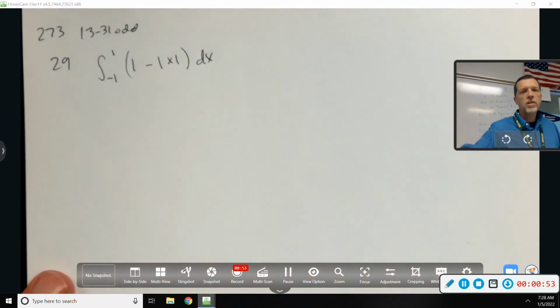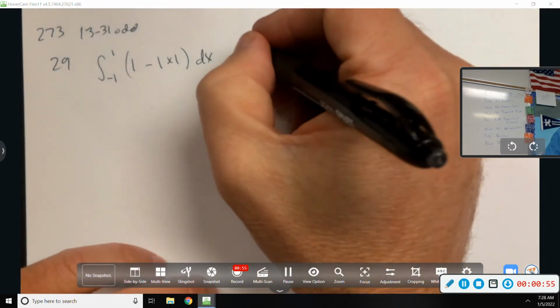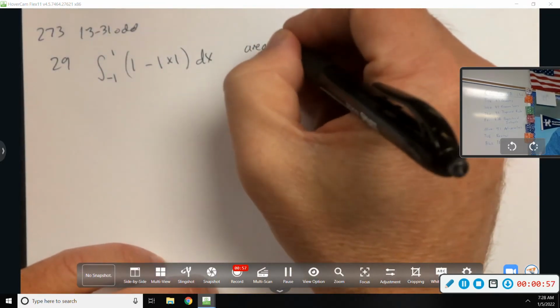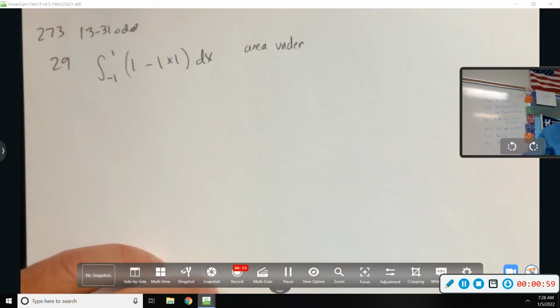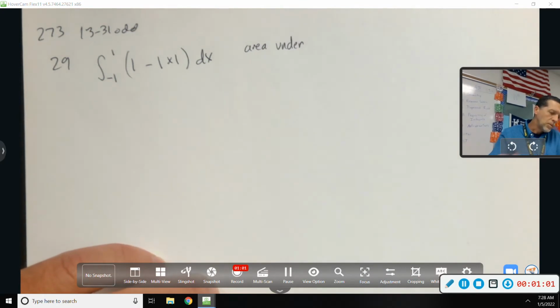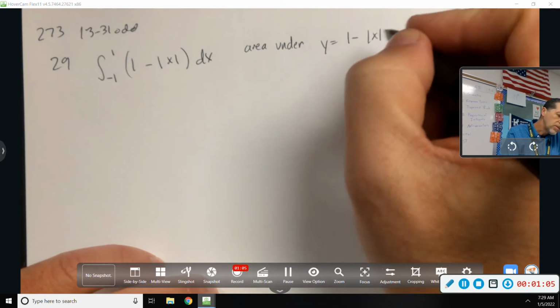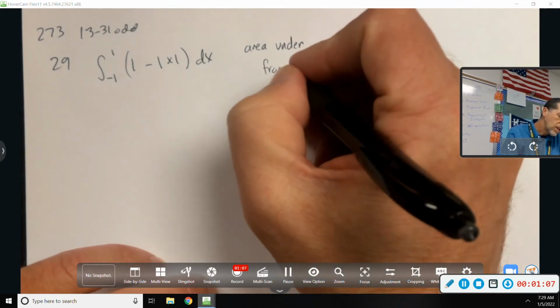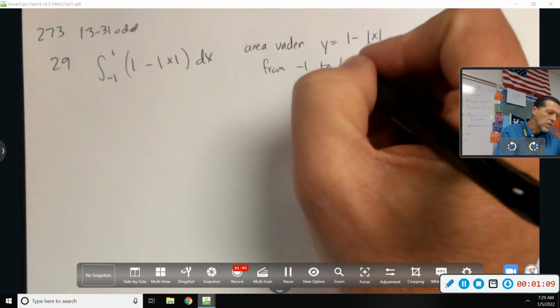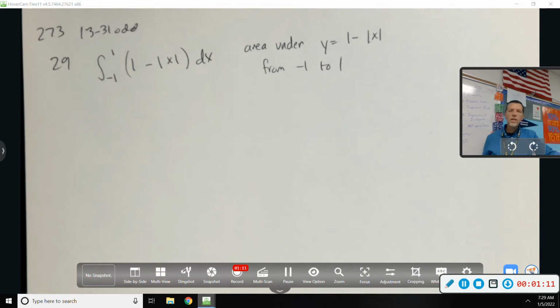Okay, let's briefly remind ourselves what this means. I don't expect any of you to have written this down, but just as a reminder, that symbol means area under y equals 1 minus absolute value of x from -1 to 1. So we want to graph it, draw it, and then see what shape we have, and go from there.